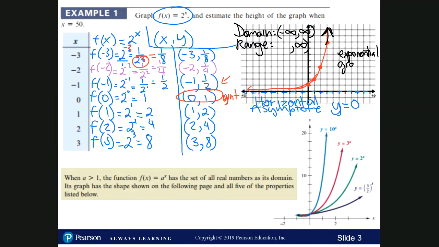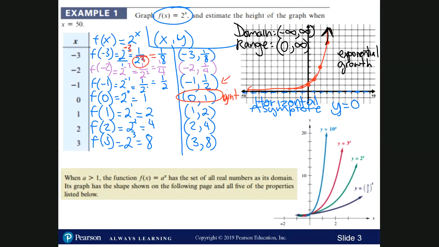And you can see clearly that it is increasing. And the smallest y value is going to get closer and closer to 0. However, it will never be 0. And therefore, we have to use parentheses because 0 is not included in the range.